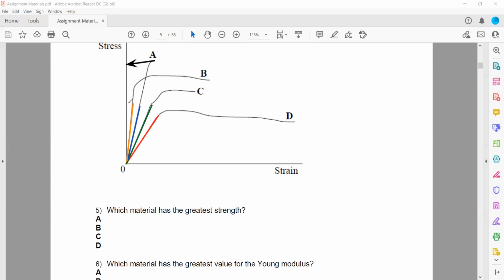And when we are checking the Young's modulus or the stiffness or the value of the K, we just check the initial slope. We don't see what happened afterwards. We just check the initial slope where the line is straight. So the one which is having much steeper slope, it means that is having the highest value of Young's modulus or stiffness or K. So in this case, B will be the right answer.